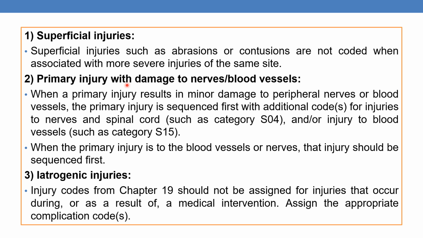Whenever a primary injury is causing damage to nerves or blood vessels, the PDX will be the primary injury, followed by, depending upon the damage, either codes for nerves, which come under the category S04, or codes for injury to blood vessels, which come under the category S15. The PDX would be the primary injury only. When the primary injury is to blood vessels or nerves, then that injury should be sequenced first.